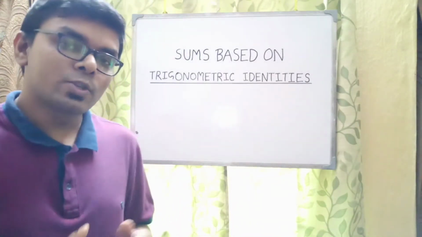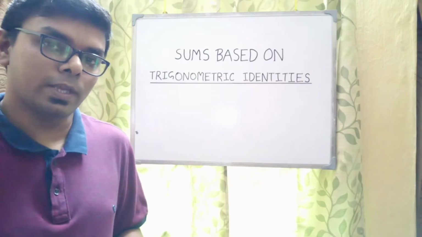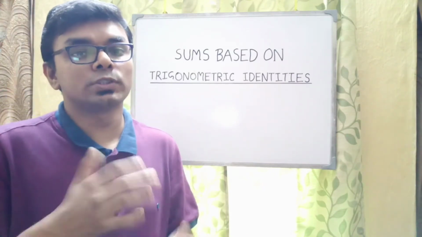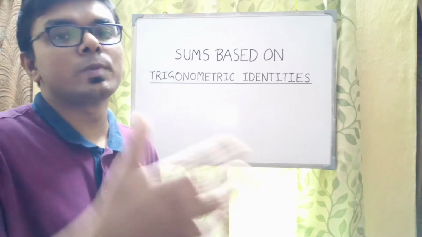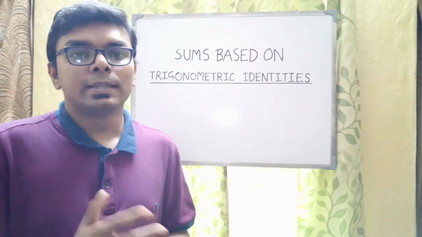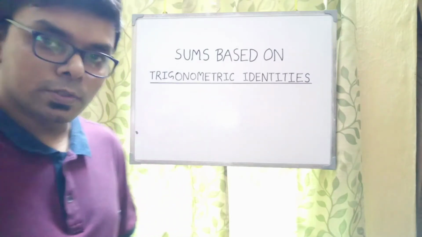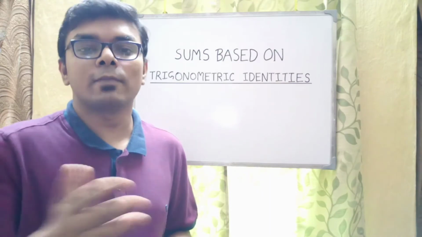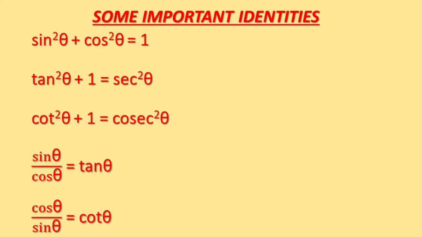Now I'll be showing you certain sums which are based on trigonometric identities. That is, to do those sums you need to apply certain trigonometric identities. Now what are those trigonometric identities? These I have already discussed in earlier videos, but you should be acquainted with them. Just have a look at your screen. Here some trigonometric identities are written.